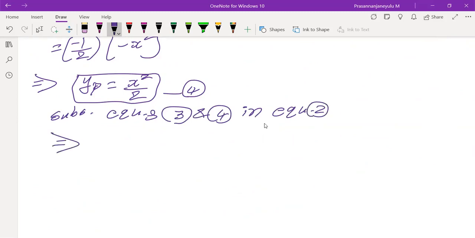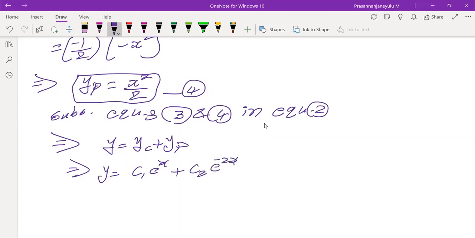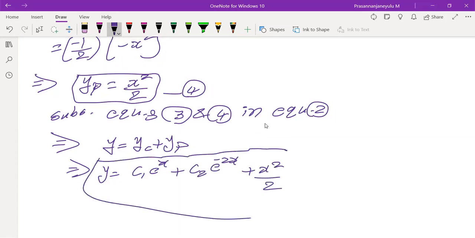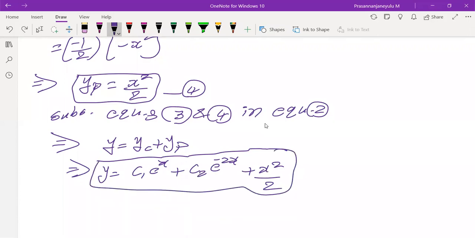Therefore, we are going to get y equals yc plus yp. That implies y equals yc, which is c1 into e power x plus c2 into e power minus 2x, plus x squared by 2. This is our general solution of the given differential equation.